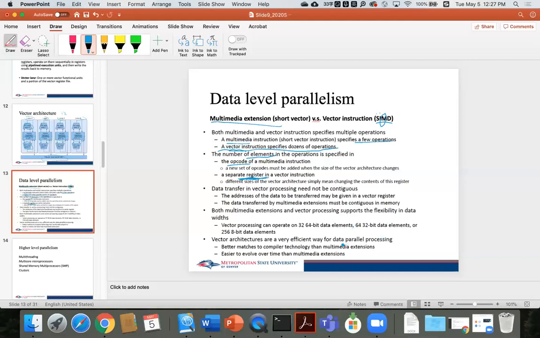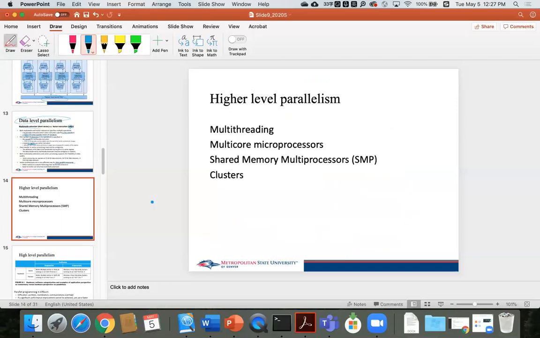Both of them are performing data level parallelism, of course, but they are different. So how about high level parallelism, such as thread level parallelism, multi-core processor, multiprocessor? What do those terms mean? You probably have heard this somewhere before already.